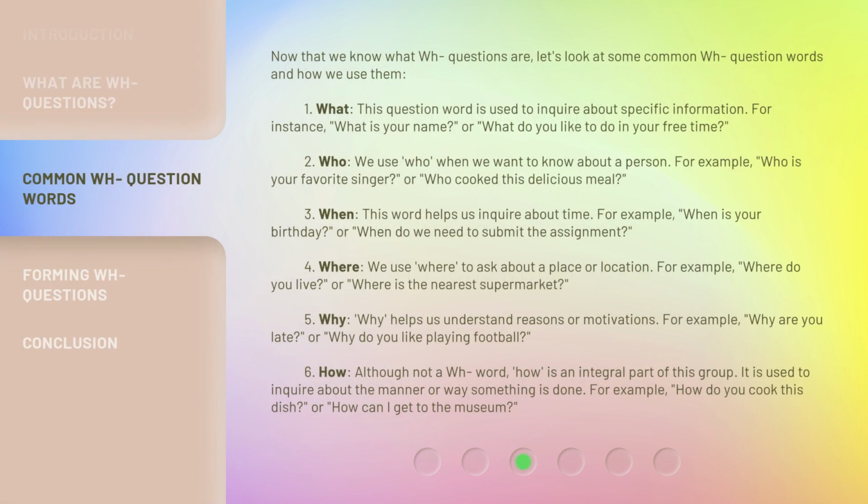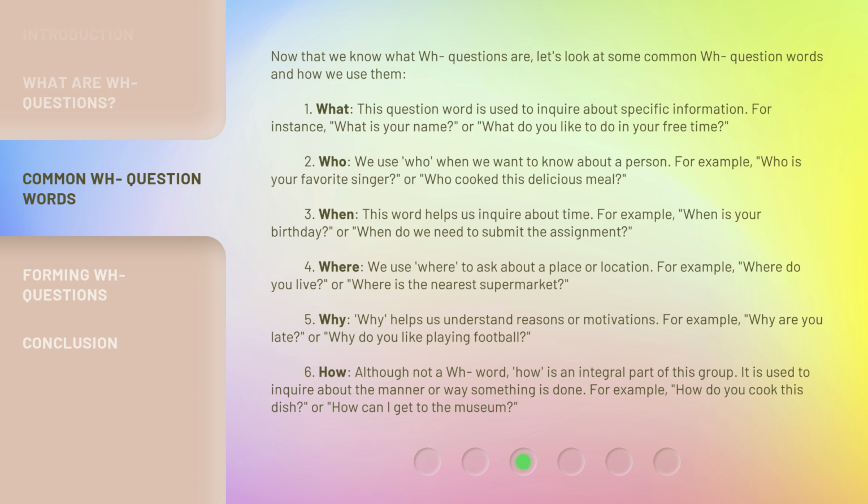Now that we know what WH questions are, let's look at some common WH question words and how we use them. 1. What? This question word is used to inquire about specific information. For instance, what is your name? Or, what do you like to do in your free time?